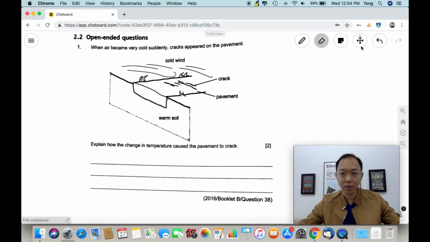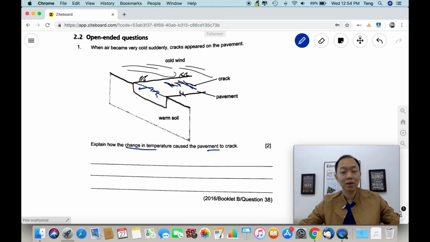Okay, so let's take a look at question number 1. When air becomes very cold, suddenly cracks appear on the pavement. As you can see over here, these are the cracks appearing on the pavement. I think this is concrete, and warm soil. So explain how the change in temperature caused the pavement to crack.